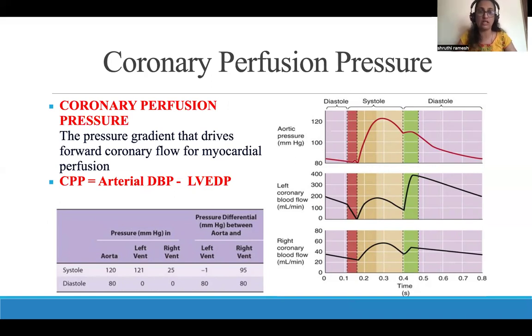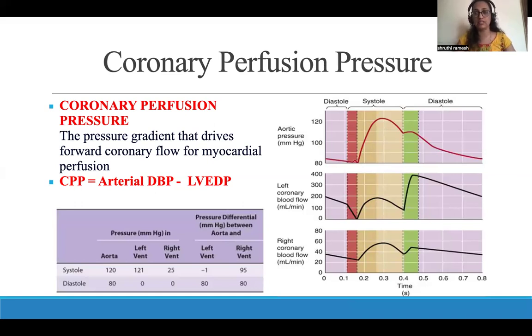Coronary perfusion pressure is the pressure gradient that drives forward the coronary flow for myocardial perfusion. It is given by the formula: arterial diastolic blood pressure minus left ventricular end diastolic pressure. In this chart, we can see that the aortic or arterial blood pressure is around 120 during systole and 80 during diastole, whereas the left ventricular pressure is around 121 during systole and 0 during diastole, and right ventricular 25 during systole and 0 during diastole.